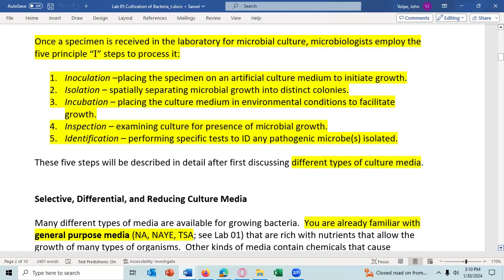Isolation is spatially separating the microbial growth so that you get distinct colonies. Incubation is placing the culture medium in an environment with conditions to facilitate the growth of the bacteria or the other microbe. Inspection is examining the culture for the presence of microbial growth and beginning to characterize the specimen. Identification is performing specific tests to ID any pathogenic microbes that are isolated. The 5 steps will be described as we're discussing different types of culture media.